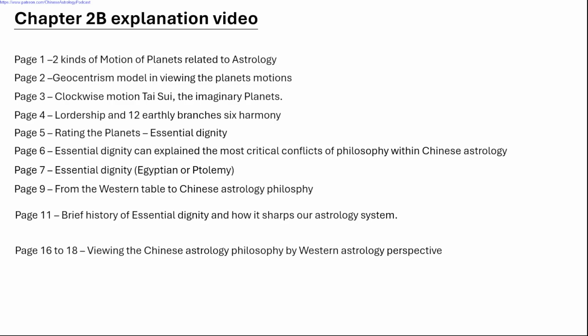In this video, we will go through Chapter 2b of the Ebook, From Western to Chinese Astrology. This is the content of our discussion. Motions of planets in the universe, which is important to astrology. The essential dignity, which is the rating of planet status. Explanation of Chinese philosophy from the essential dignity table. And finally, after standardization of the astrology system, we could view Chinese astrology from a Western astrology perspective.